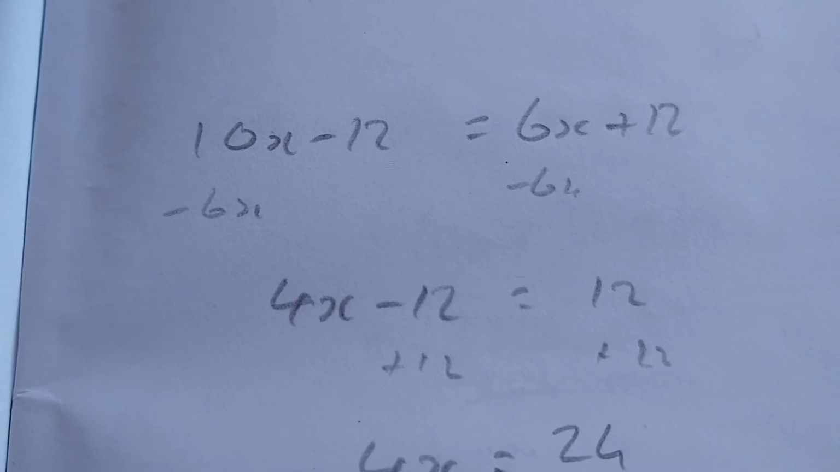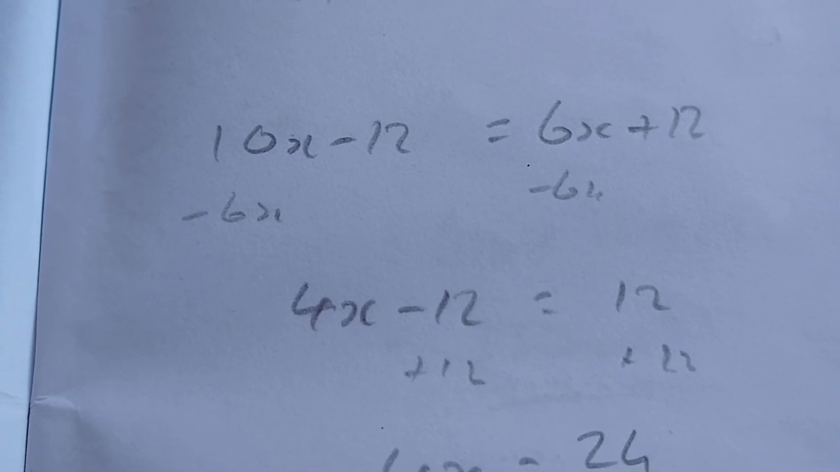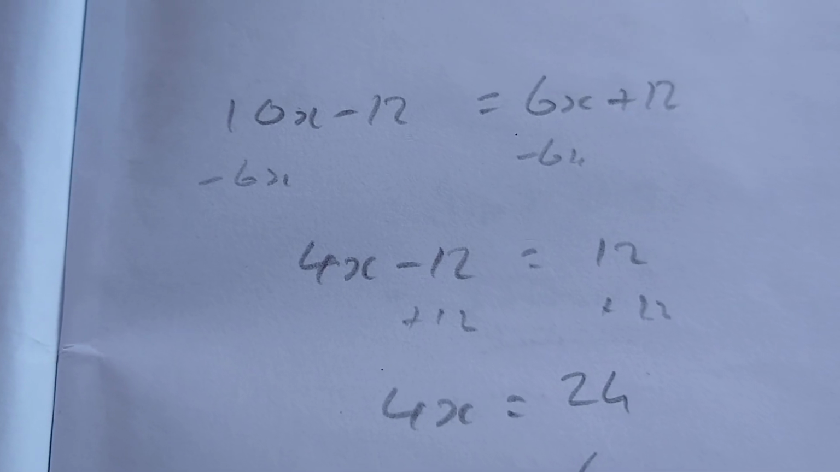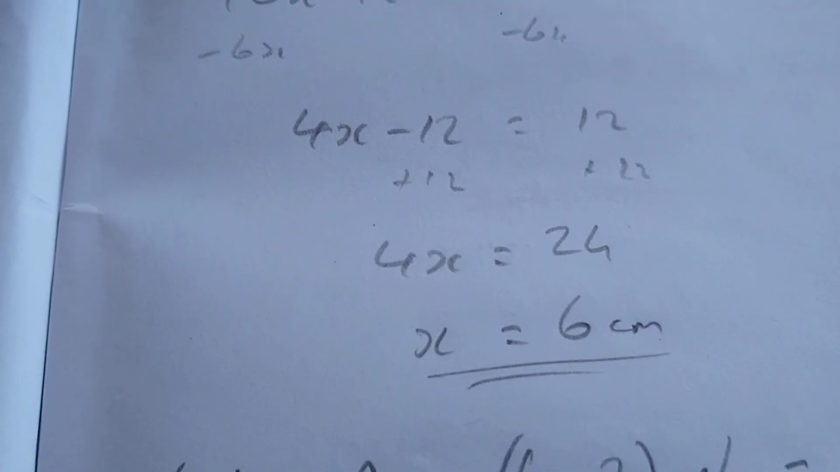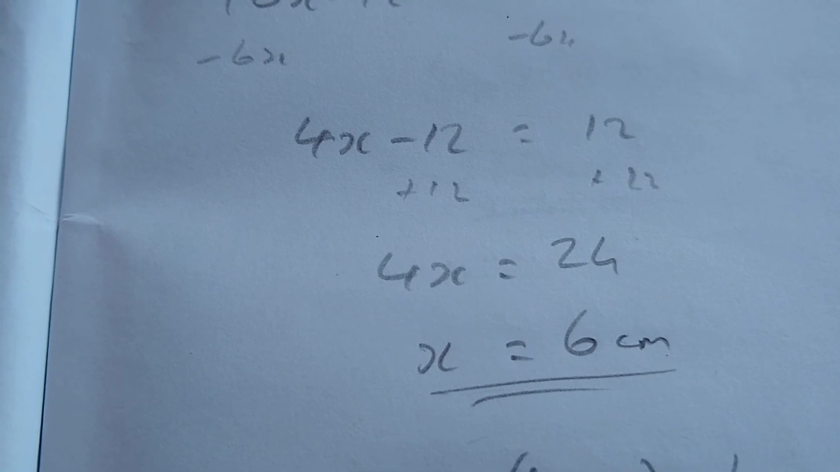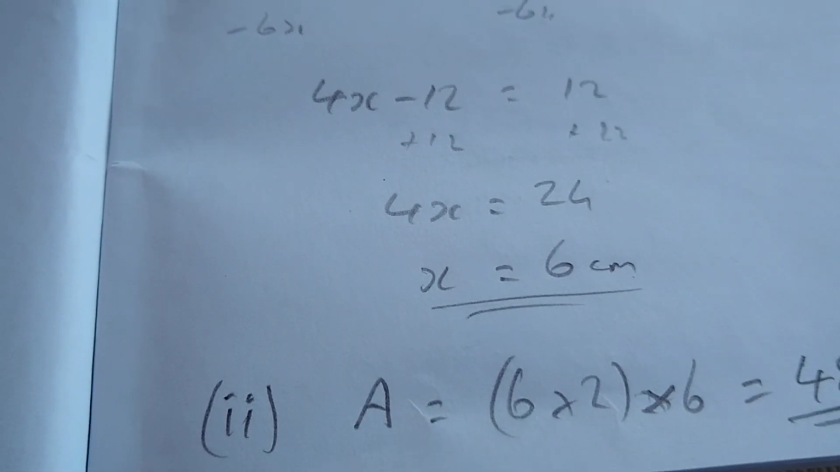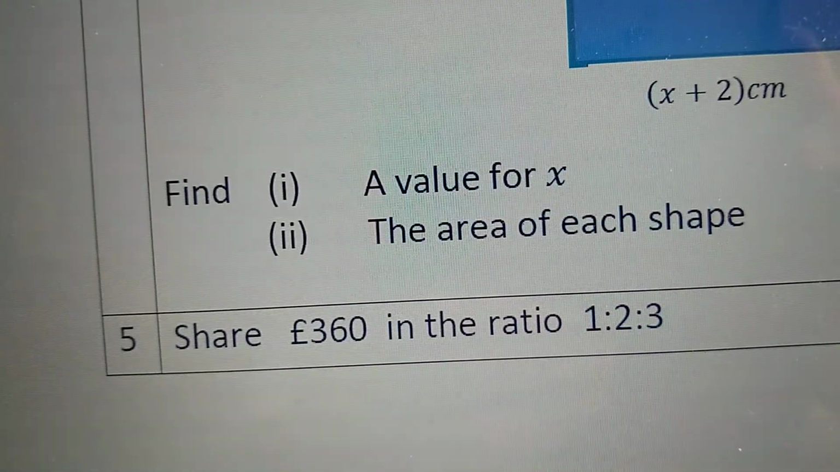Okay, so once we've got to this point, it's essentially the same as question 2 and question 3 method-wise. So we'd subtract 6x from both sides, then add 12 to both sides, and then we'll end up with 4x equals 24. Divide by 4, we get x equals 6. So that is a value for x.